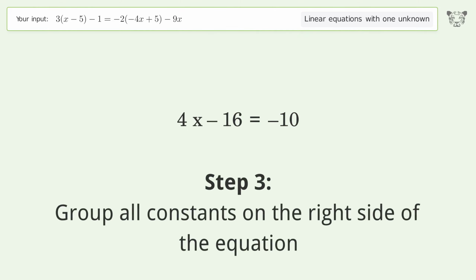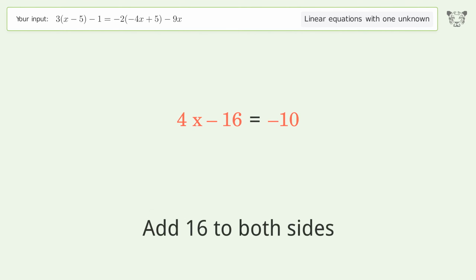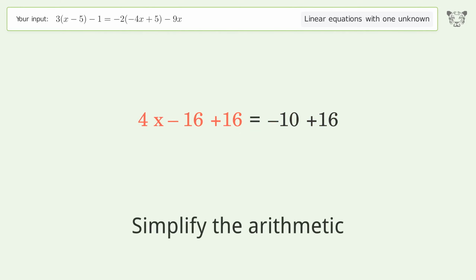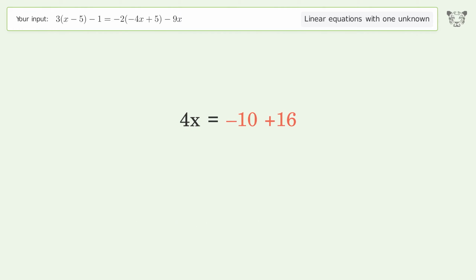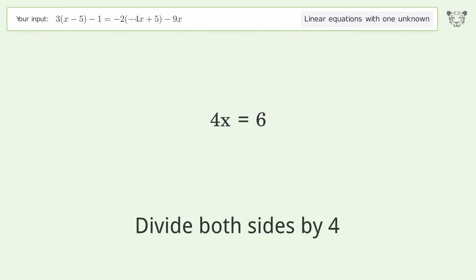Group all constants on the right side of the equation. Add 16 to both sides. Simplify the arithmetic. Isolate the x. Divide both sides by 4.